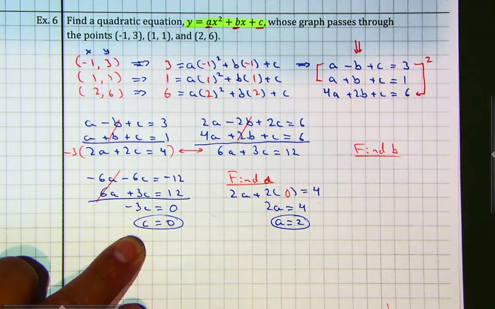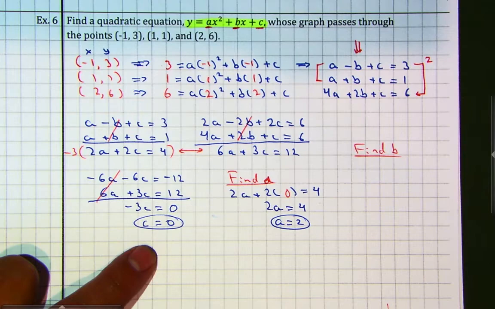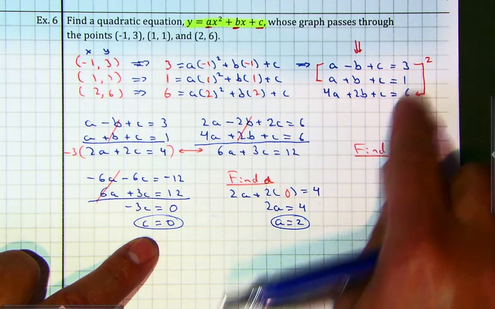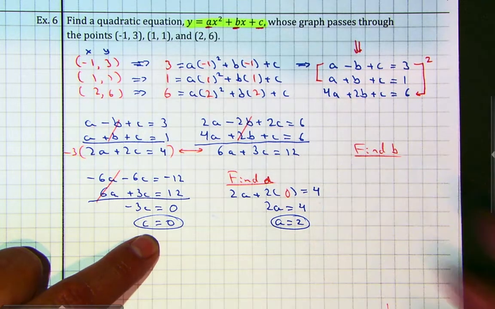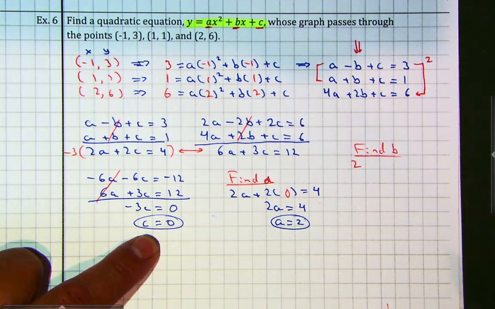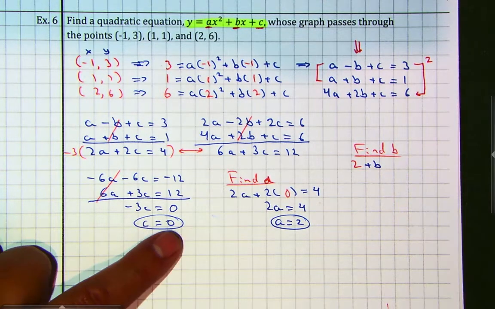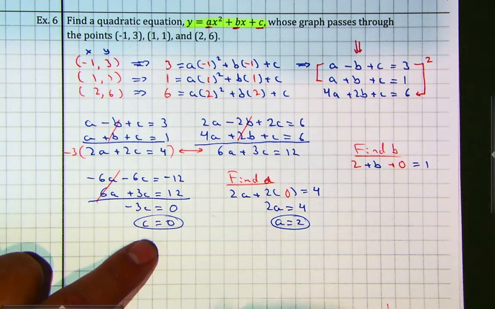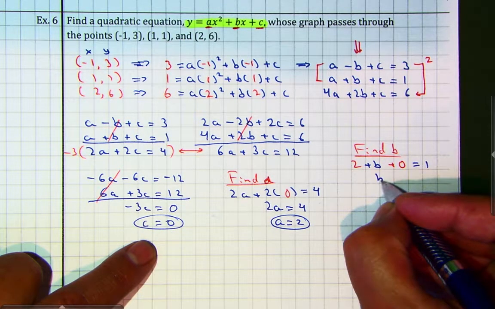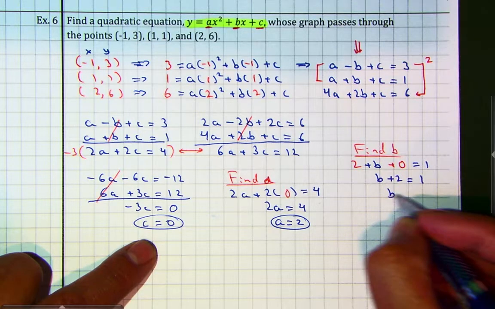You get to decide whether you want to plug into the first, the second one, or the third. I'm going to plug into the second one since it has smaller numbers, so therefore I have a is 2, b is what I'm looking for, c is 0, and that will be equal to 1. So therefore, b plus 2 equals 1, so therefore b equals negative 1.